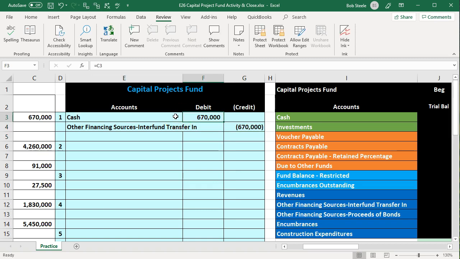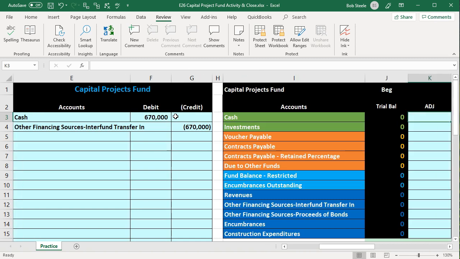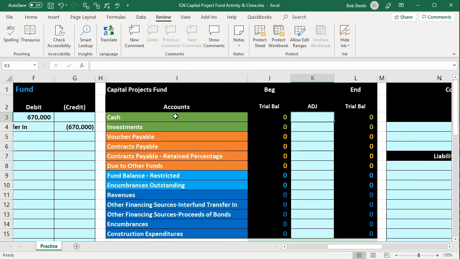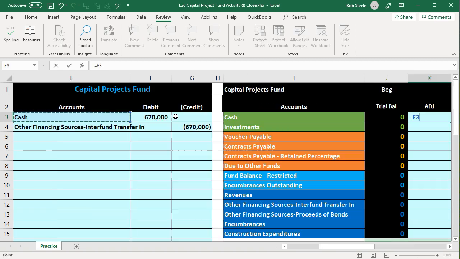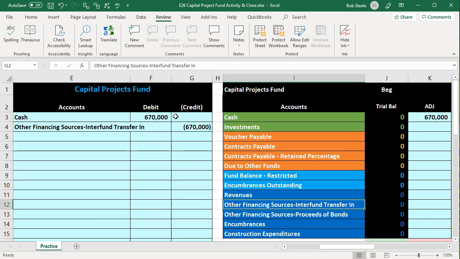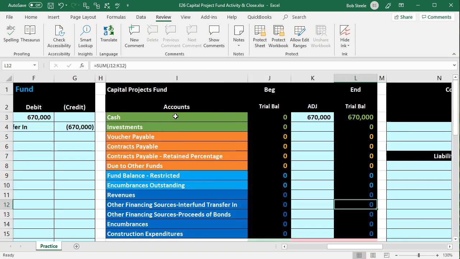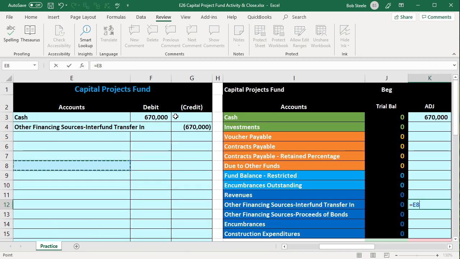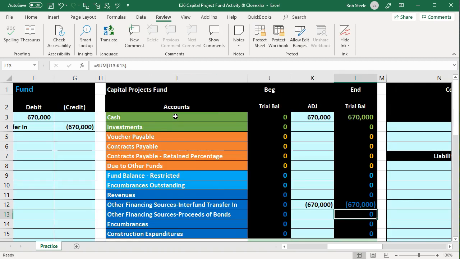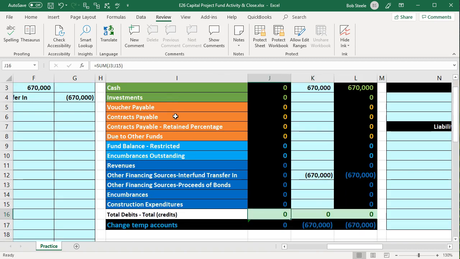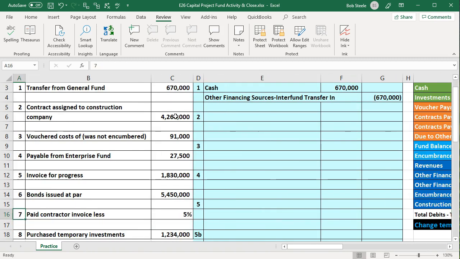We've got the cash on top. We're going to post that first. We're going to go to the cash over here in our journal entry. We are on our trial balance, in K3 equals, and we'll scroll back over and pick up that debit amount. Then we want to pick up the other financing sources. So that's going to be down here in what would be similar to the income statement type accounts. We've got the interfund transfer in. We are in cell K12 equals, scrolling back over, picking up that credit. Then there we have that, and we are back in balance indicated by the green zeros.